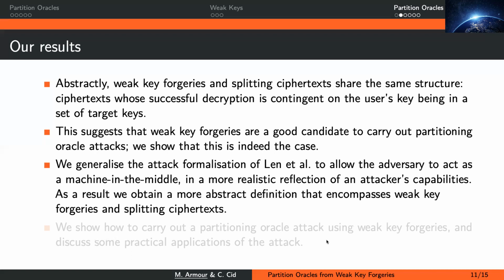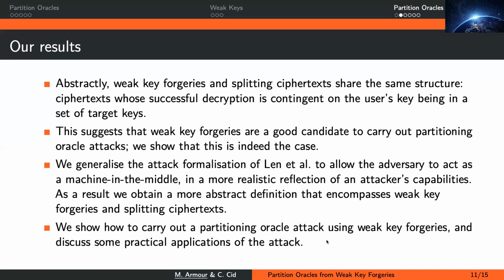Yeah, so Len et al. just think about submitting ciphertexts that decrypt under multiple keys, but we allow the adversary to see a ciphertext first before they construct their splitting ciphertext. And yeah, we show how to carry out a partition oracle attack using weak key forgeries and discuss some practical applications of the attack. So that's a high-level overview of the contributions of the paper.